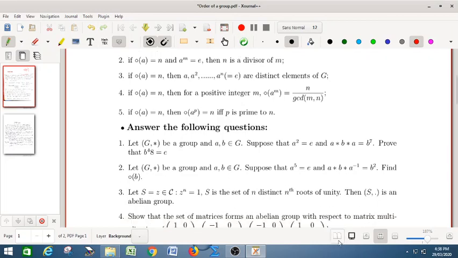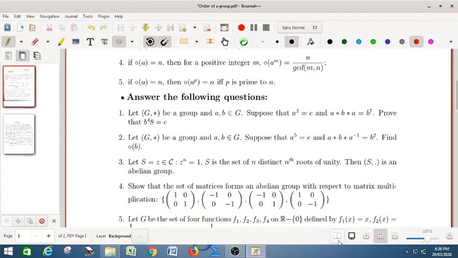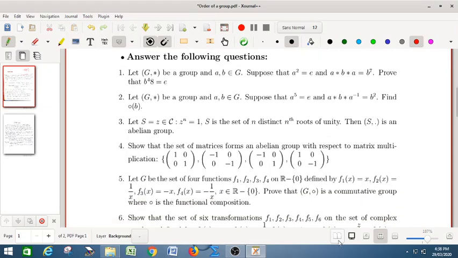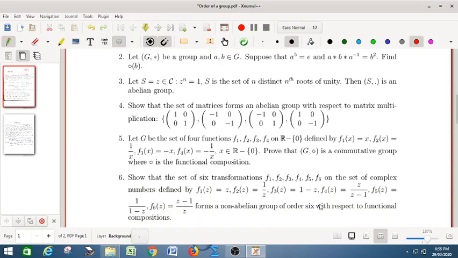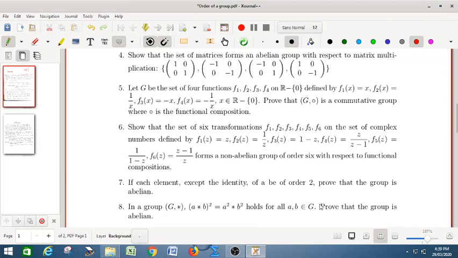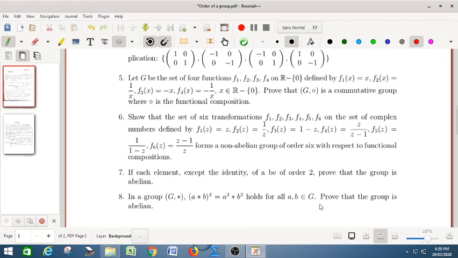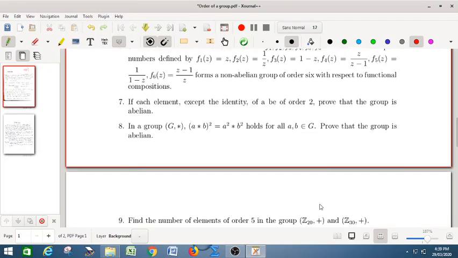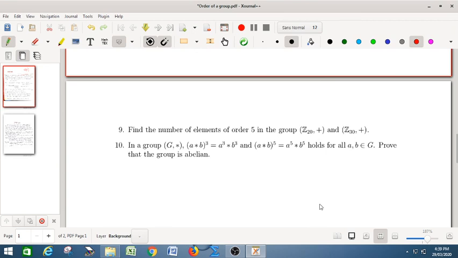So there are a lot of problems on order, and also some on matrix multiplication. The fifth one is a very important question. Students should try this. Question 7 is on abelian groups. If each element except the identity of a group G is of order 2, prove that the group is abelian. So in a group (G, *), if this holds, prove that the group is abelian. So you have 10 questions for your assignment.